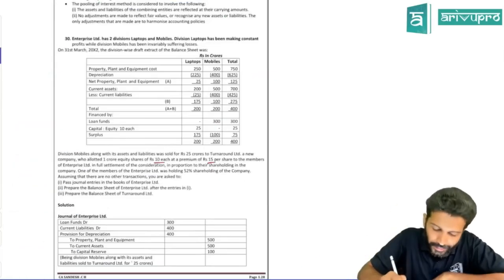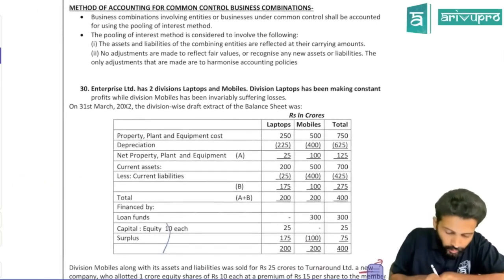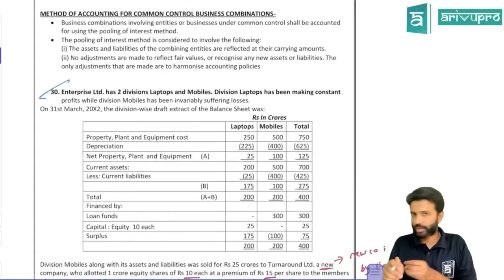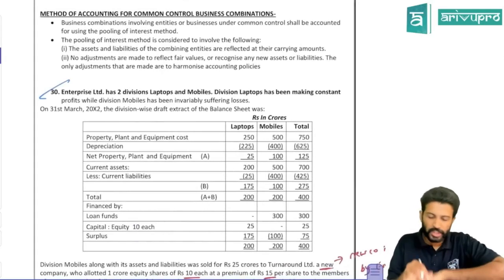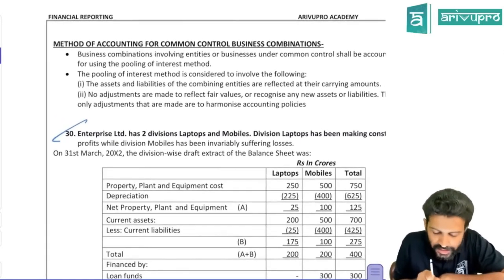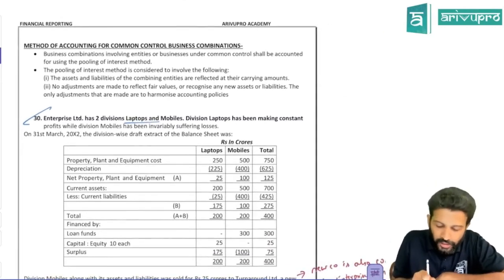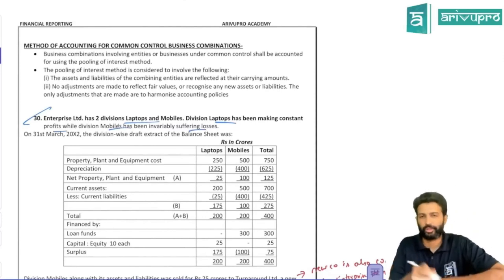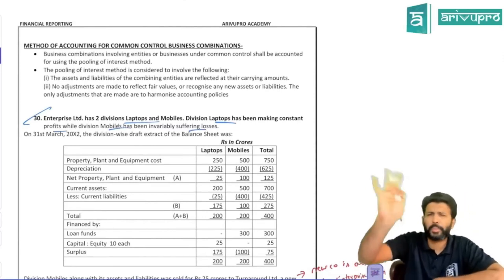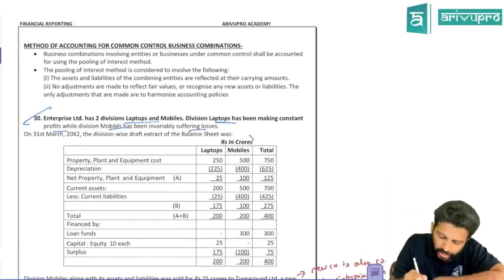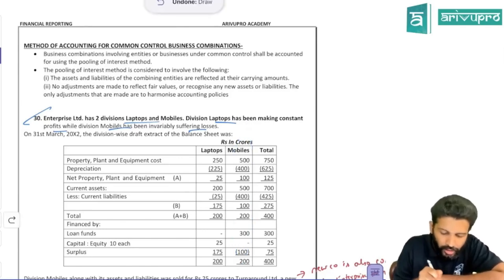So let's do one thing. Can we quickly apply this in one of the problems? Okay, question number 30. Let's go over this common control transaction division sale with the help of this particular problem. An enterprise has two divisions, laptop and mobiles. Laptop division basically has been making consistent profit while mobile division is suffering losses. So mobile division is making loss, which means probably mobile division will be sold off, I think. So this is the mobile division data. They've given the division-wise data also. Laptop, mobile put together, it becomes the company's data.